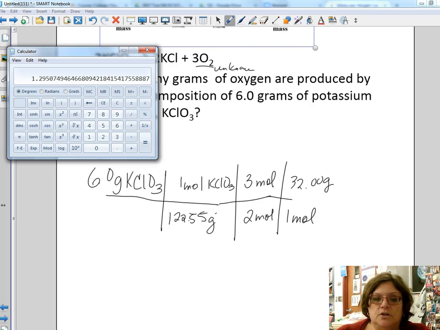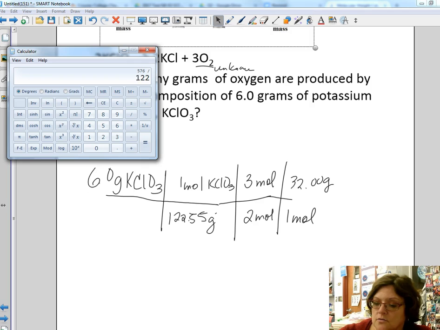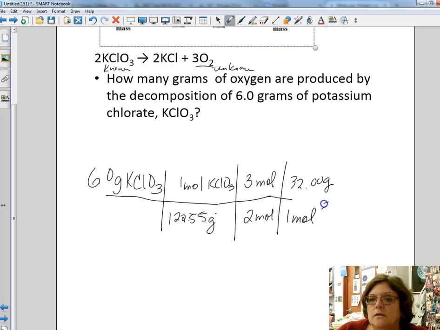Again, we just do the math. 6 times 3 times 32 divided by 122.55, 2, and we get 2.35 grams. And we had 2 sig digs to begin with, so 2.4 grams.